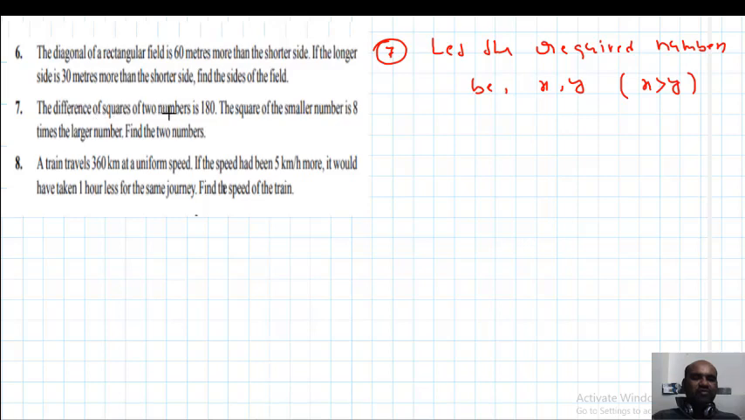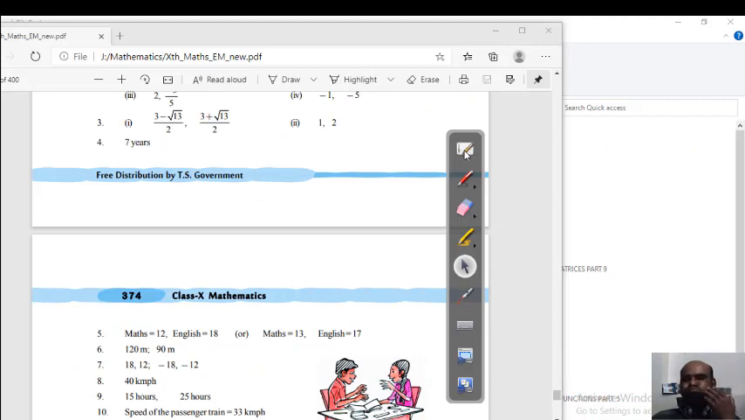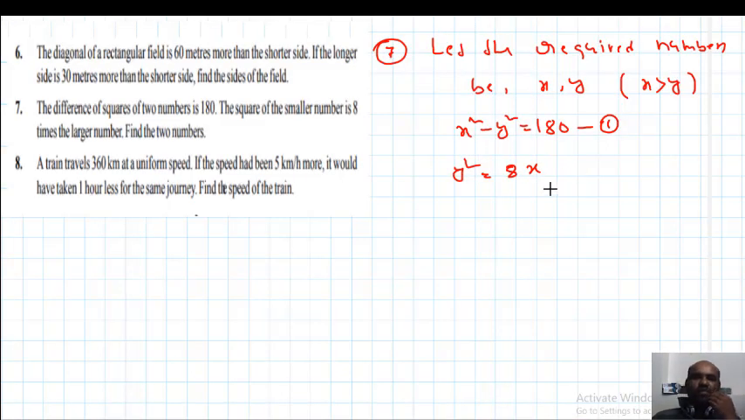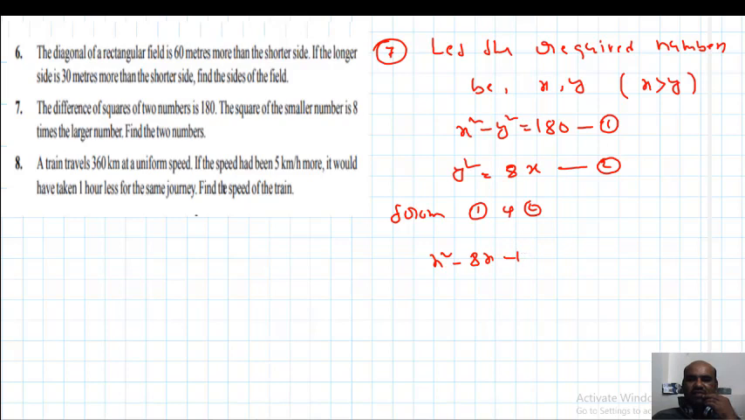The difference of squares of two numbers is 180: x² − y² = 180, equation number 1. The square of the smaller one, y², is 8 times the larger number: y² = 8x, equation number 2. From 1 and 2, x² − 8x − 180 = 0.